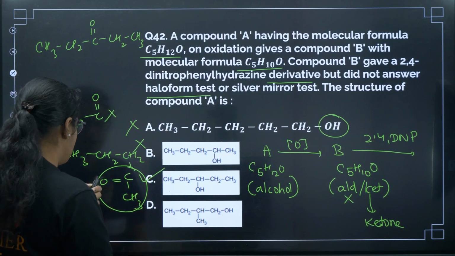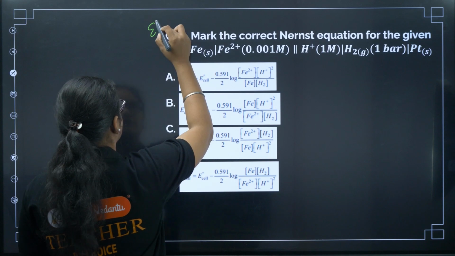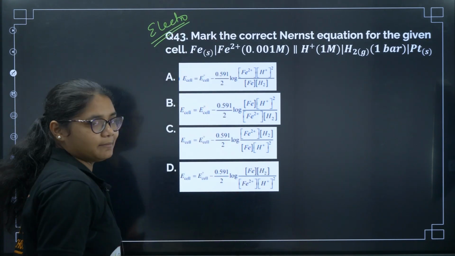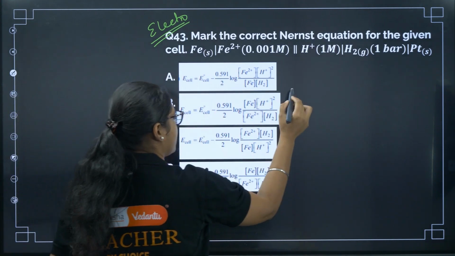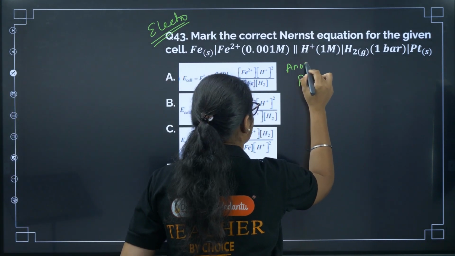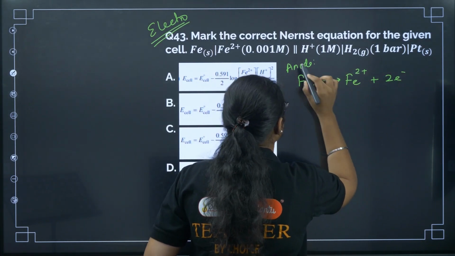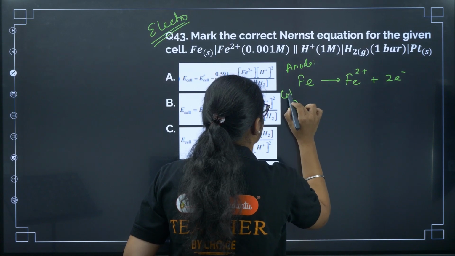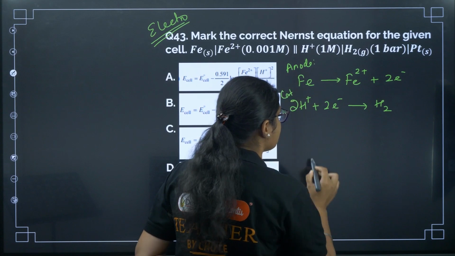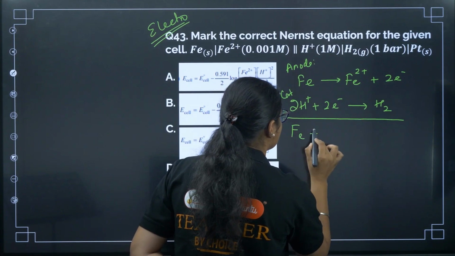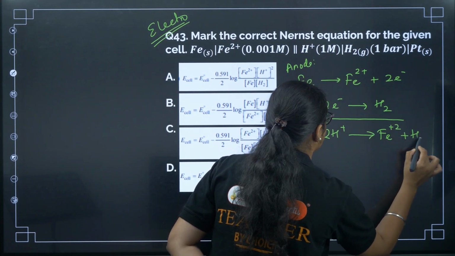Okay, next question. Mark the correct Nernst equation for the given cell. So we have come to the physical chemistry chapter, that is electrochemistry, again a very important topic. For the Nernst equation, you always have to write the reaction first. At the anode, Fe is giving Fe2+ with loss of 2 electrons, and at the cathode the reaction is 2H+ plus 2 electrons giving H2. Now if you add these two reactions, I will get Fe plus 2H+ gives Fe2+ plus H2.